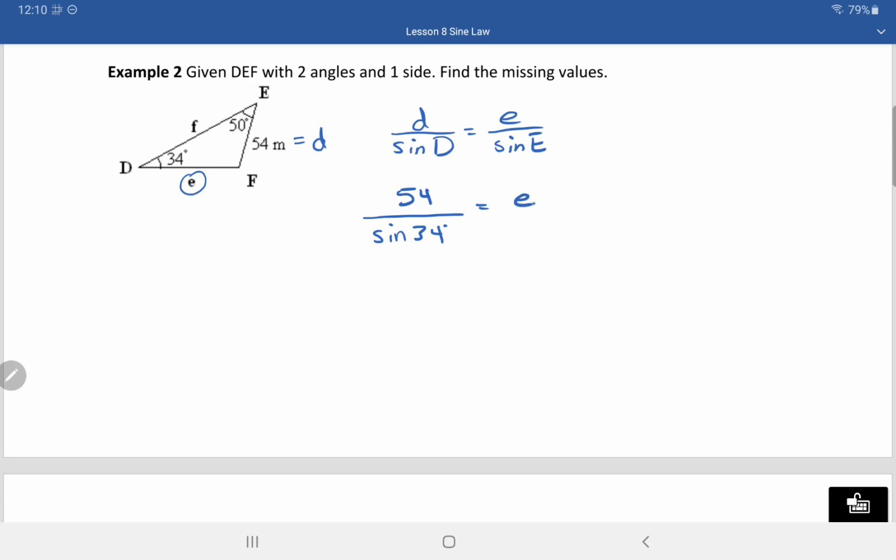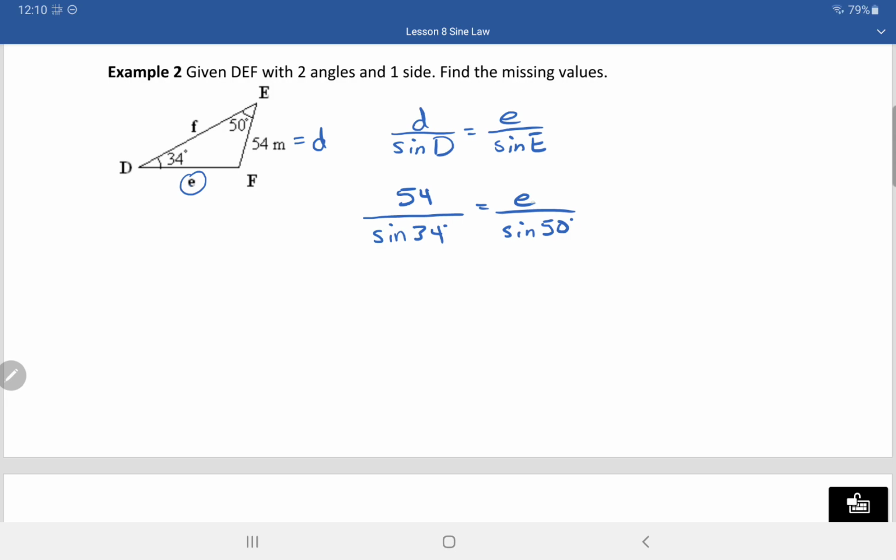Side E is what we don't know. It's going to remain lowercase e. And that's going to be divided by the sine of the angle E, which is 50 degrees. It gets really important to use your degree symbols here because as we start to solve, it can be confusing as to which one is an angle and which one is a side length. So notice I put little dots to represent the degrees, just so I can keep straight what goes with what.